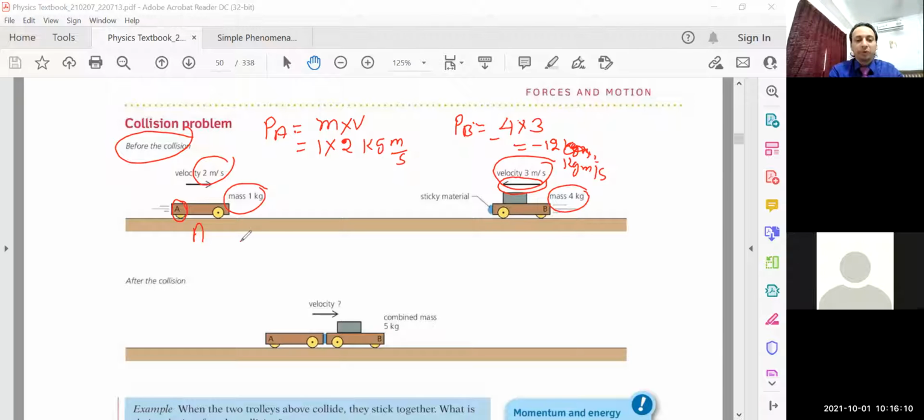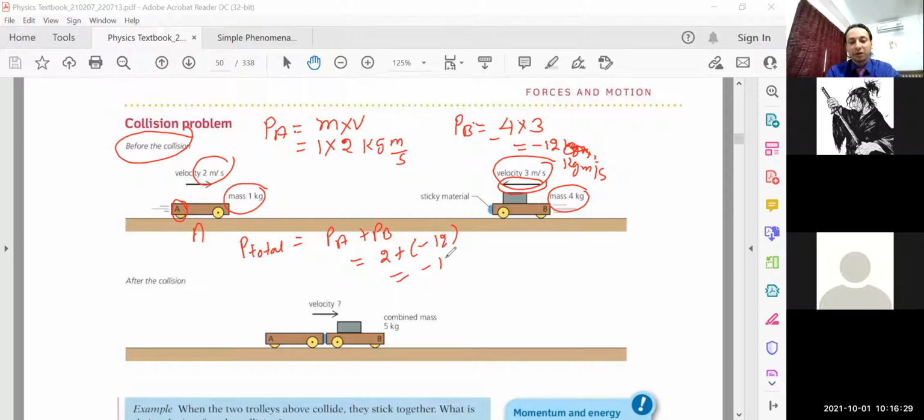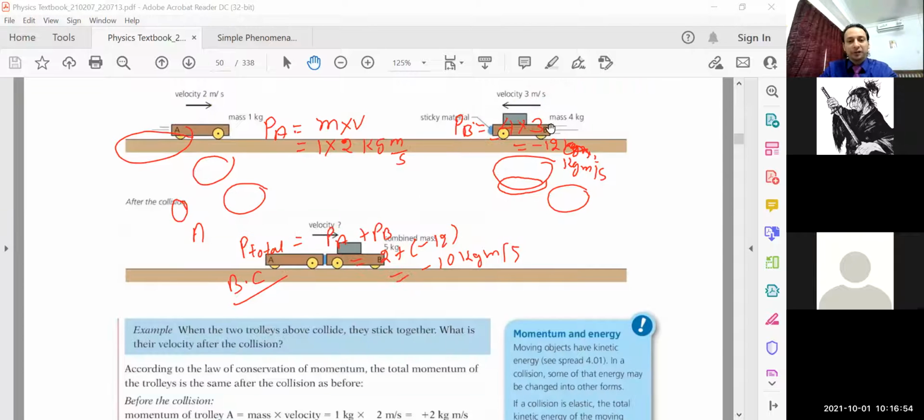What is the total momentum now? Total momentum, P total, this is the condition before collision happens. So PA plus PB is equal to what? PA is 2, PB is minus 12. That is equal to minus 10. The magnitude is 10, but the minus sign is for the direction. So the total momentum before the collision is minus 10 kilogram meter per second, towards the left hand side. BC means before collision here. Remember, this is minus 10, children.